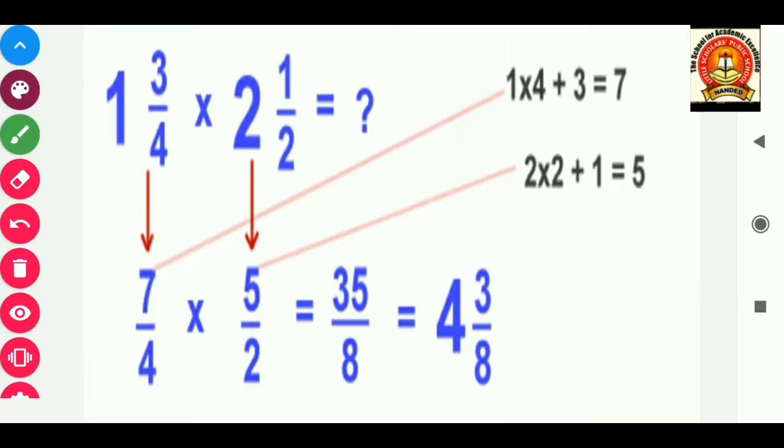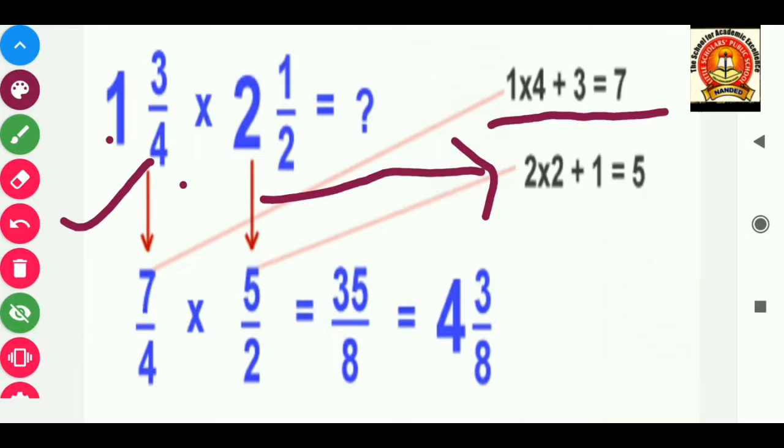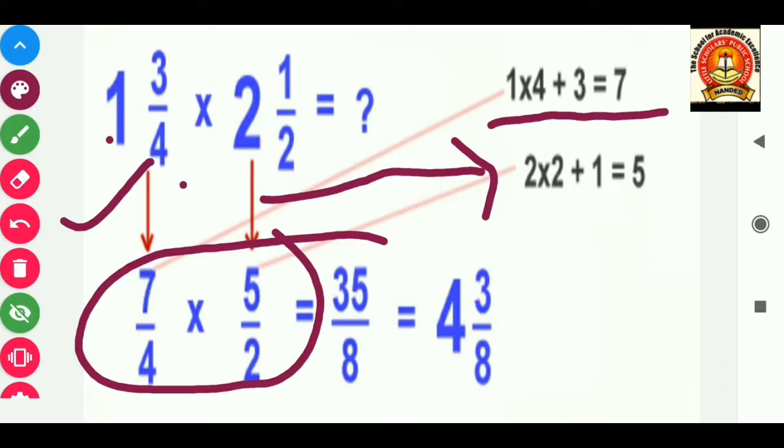Moving to another example. Here you need to multiply two mixed fractions. So first, we know that we have to convert a mixed fraction into an improper one. 4 ones are 4, and then plus 3, that is 7 upon 4, and then this fraction you need to convert like this, 2 2s are 4 plus 1, 5 upon 2. And now at this stage you just multiply the numerators. 7 5s are 35, 4 2s are 8, and 35 upon 8 is nothing but an improper fraction.